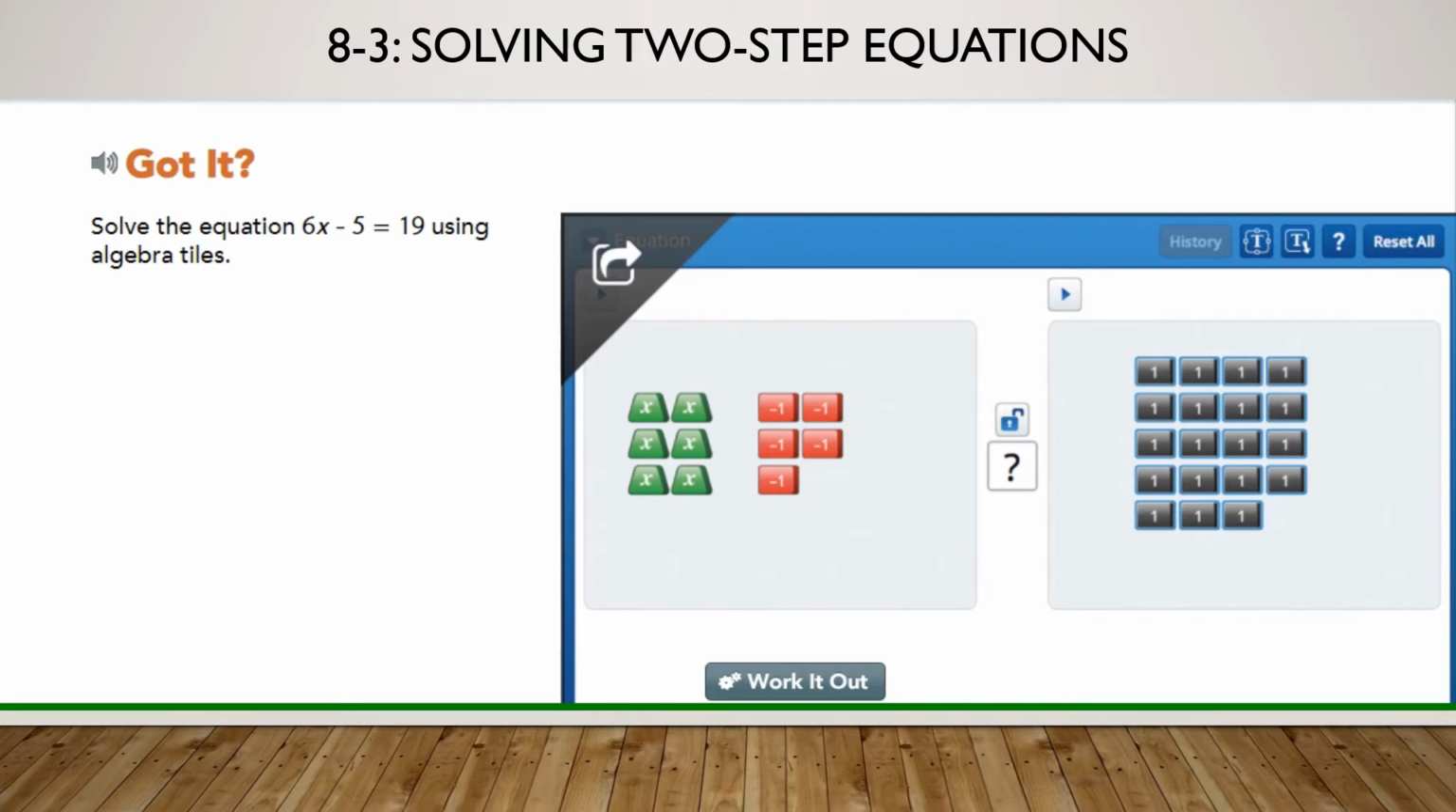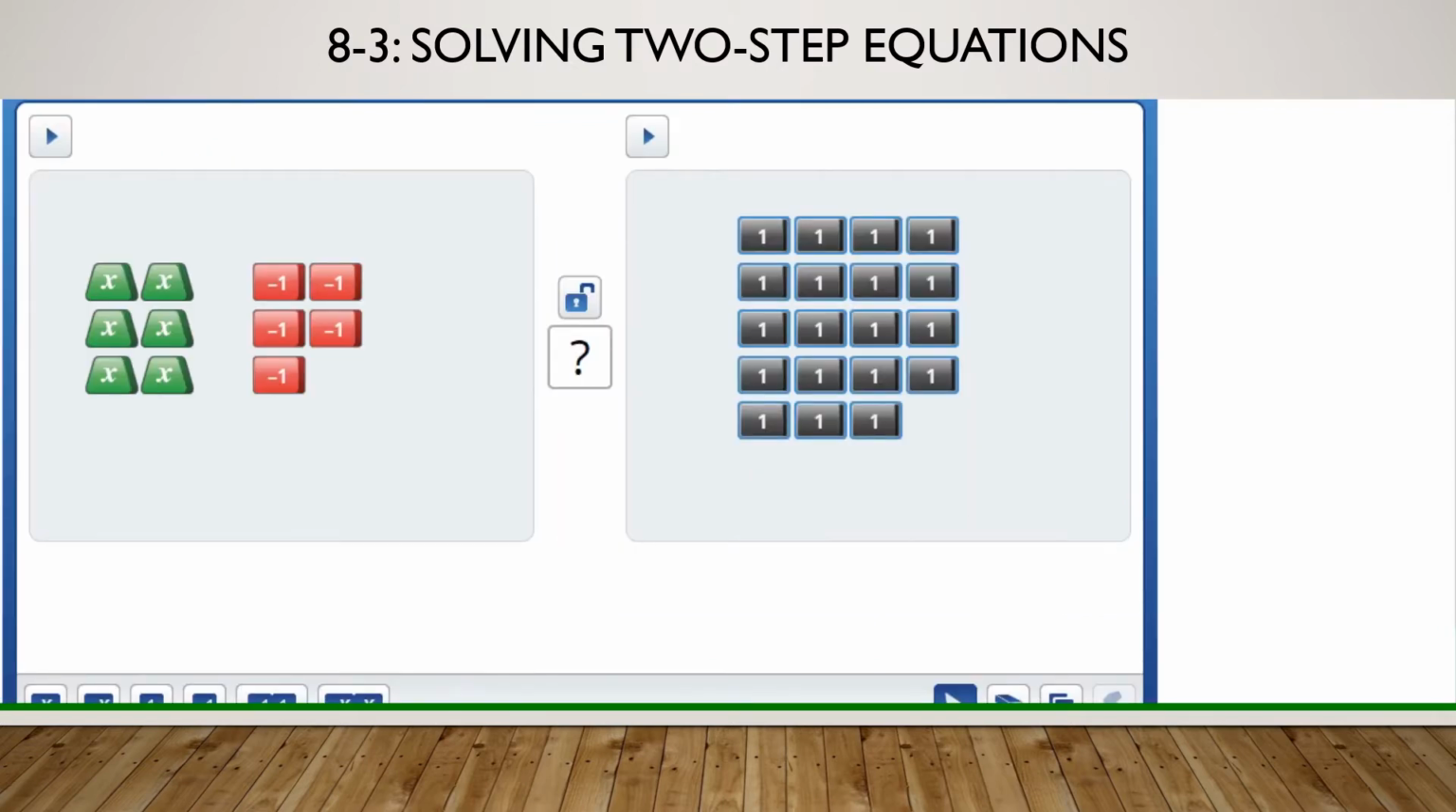Solve the equation 6x minus 5 equals 19 using the algebra tiles. On this side we have 6 x's and 5 negative 1s. So this side of the equation will look like 6x plus negative 5, or you can say 6x minus 5. Now on this side you have to add up all of the ones, and we end up with 19.